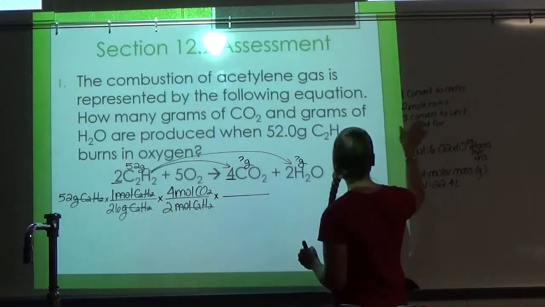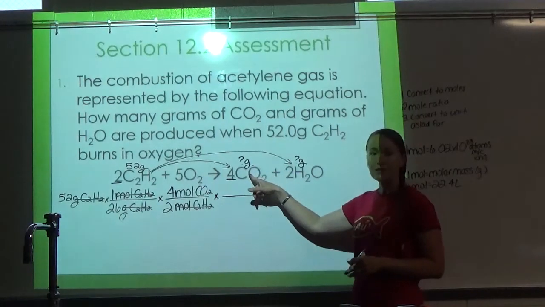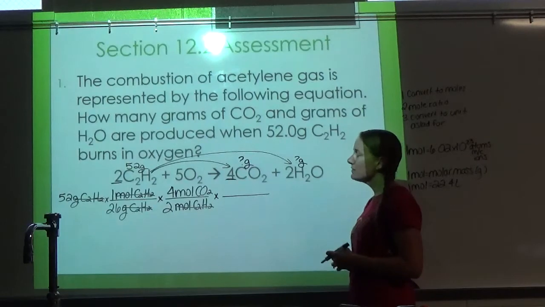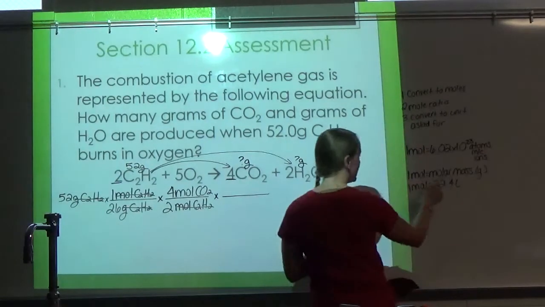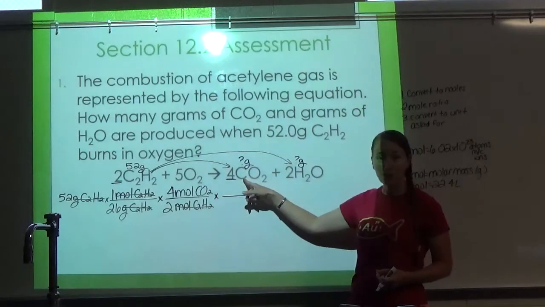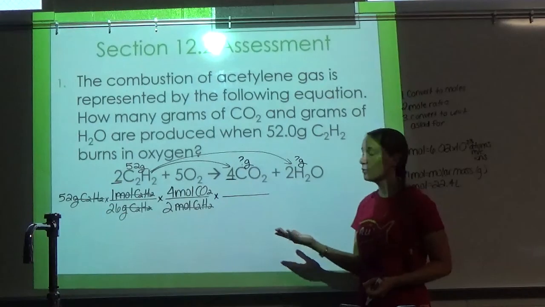So I move to step 3, convert to unit asked for. Well, it asked me for grams of CO2. Remember, we're not focusing on water right now. It asked me for grams of CO2, so that means I'm going to need to use molar mass again. So 1 mole equals molar mass. Well, C is 12, O is 16 times 2, so that's going to be 44 grams in 1 mole.